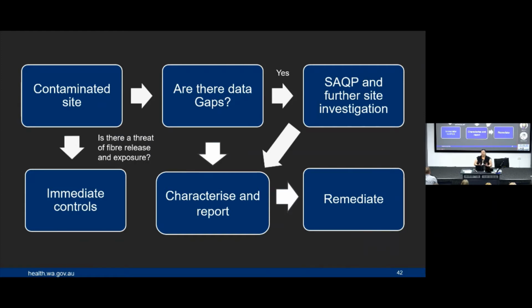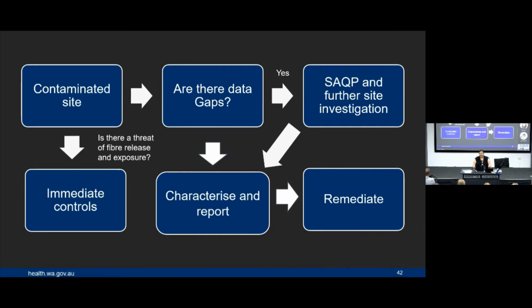So once you've reported it, it's now a contaminated site and subject to the contaminated sites guidelines, subject to our guidelines from Chapter 2 onwards, and requires going through that process. At that point, you can look at, is there an immediate threat of fibre release from either the activities that are happening on the site, or the conditions at the site, materials friable, not controlled. You may need to put some immediate controls into place. Do that first. We always do that first.